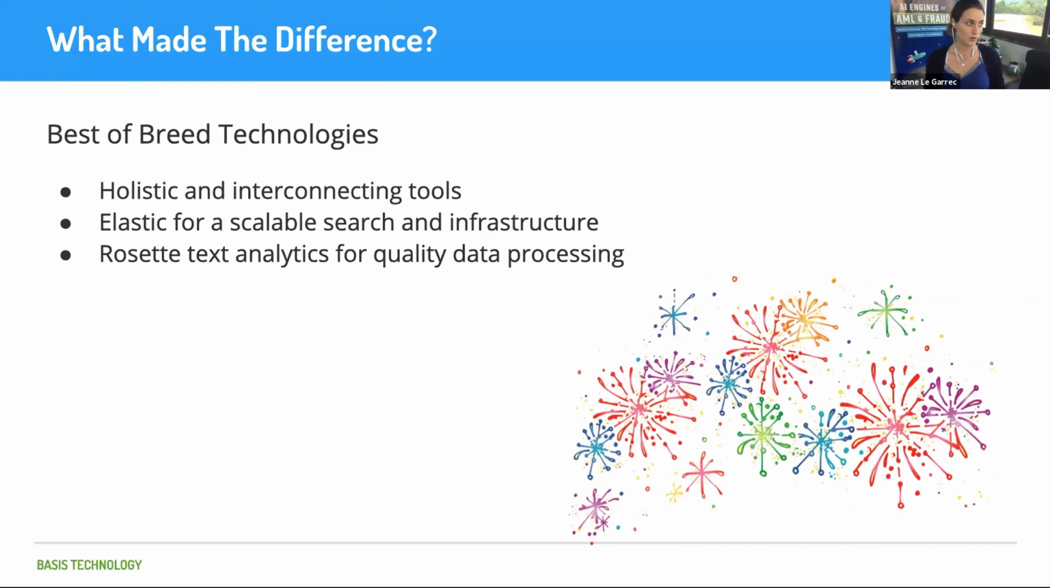So what made the difference for them? They went for best of breed technologies. They wanted a holistic platform. They wanted all the tools to interconnect. They chose Elastic for a scalable search infrastructure, and Rosette, which is Basis Technology's tool, and Rosette's plugin for the multilingual text analytics part. And the fireworks that you see here, it's because this deployment is one of the biggest, if not the biggest, Elastic deployments in the world. We're talking 150 servers, each of them with 6 Elastic nodes. This is a huge deployment.